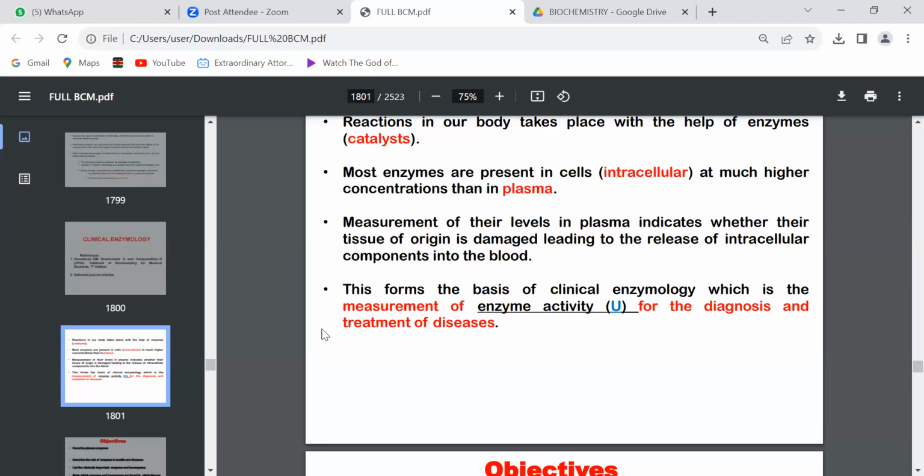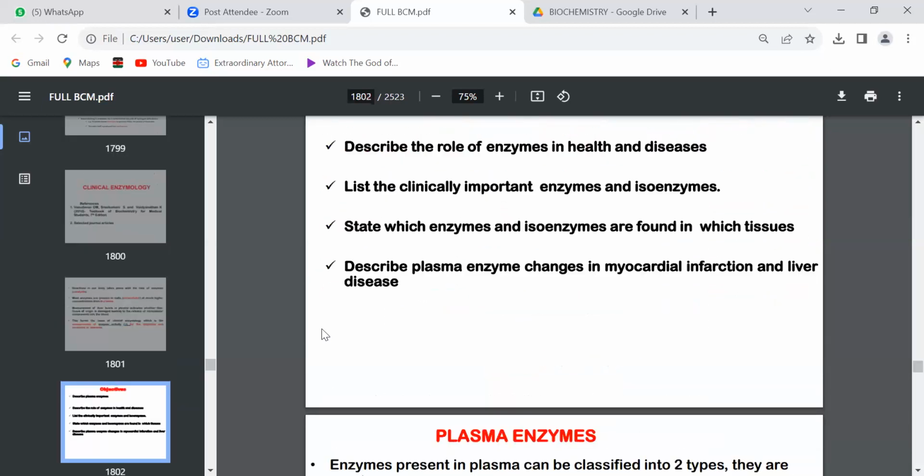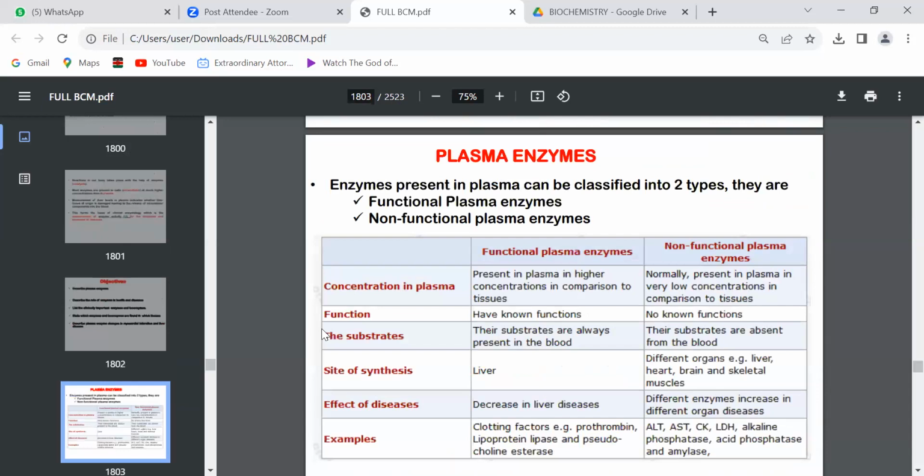When you measure the enzyme activity, it's measured in units. So now we're measuring the amount, or the level, or the activity of those enzymes in plasma. There are enzymes that are normally found in plasma. Those are the functional plasma enzymes. But there are enzymes that are not found in plasma, or are found in very small concentrations. Those are the non-functional plasma enzymes.